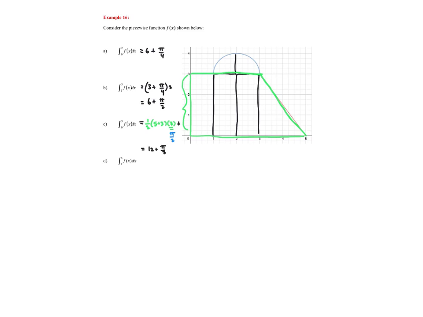All right, now the integral from 1 to 5 is going to be the same as the integral from 0 to 5, but I'm going to take away 3. I'm just going to take away that rectangle right there, which will leave me with 9 plus pi over 2.